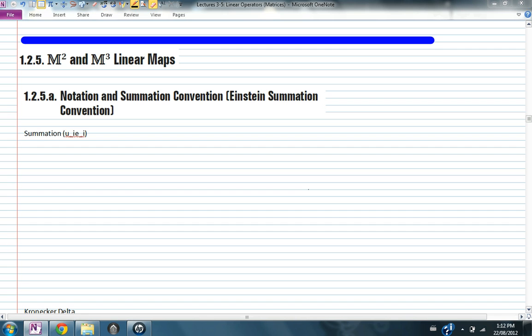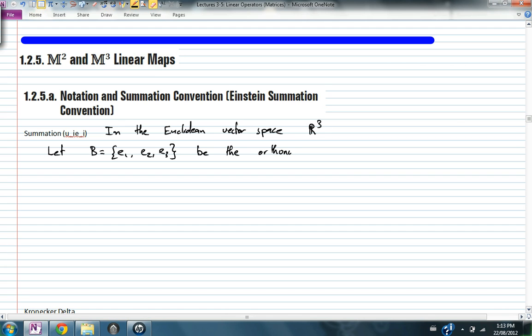So in a Euclidean vector space, in particular in R3, once we choose an orthonormal basis set, let B equal E1, E2, and E3 be the orthonormal basis set, then the following hold.